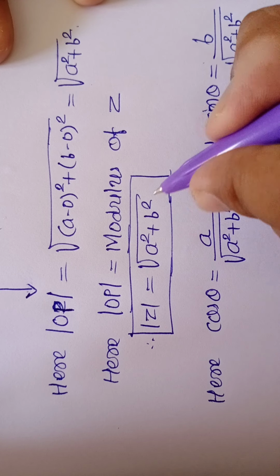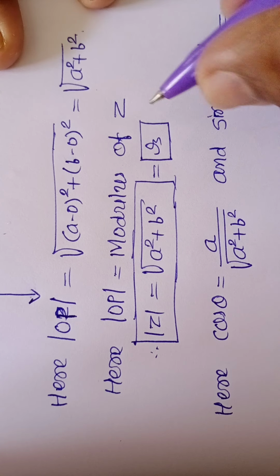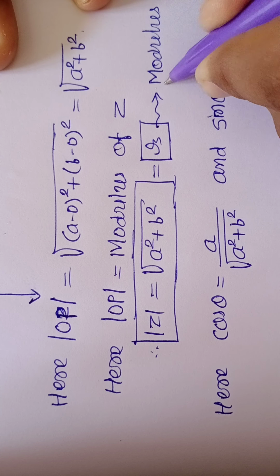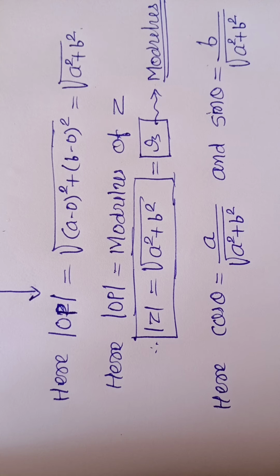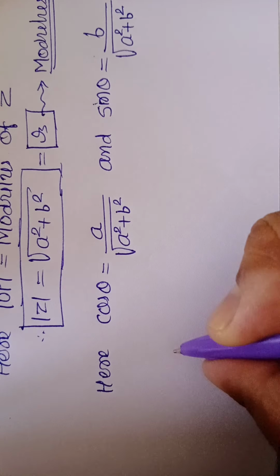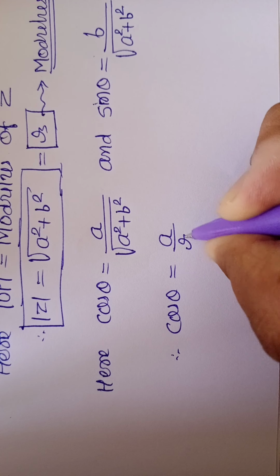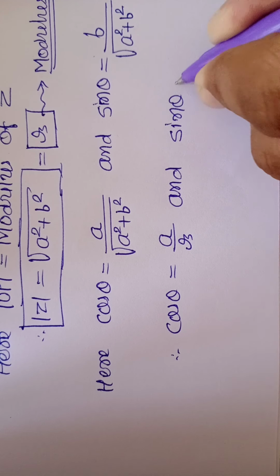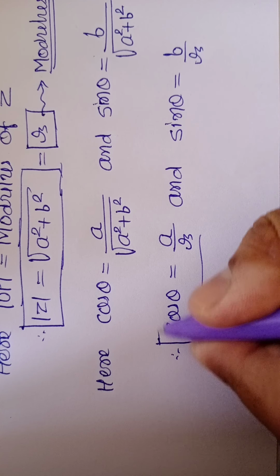Okay, this under root a square plus b square is denoted as r. R is what? R is the modulus. So the modulus of any complex number is generally denoted as small r. So therefore I can say that cos theta is a upon r and sin theta is b upon r, right? This is the value of cos theta and sin theta from the figure.